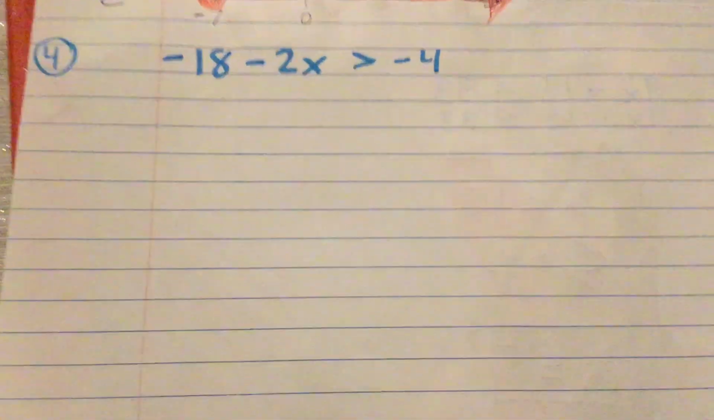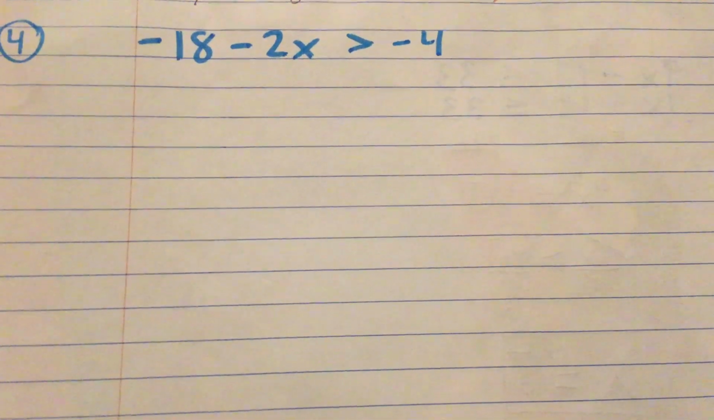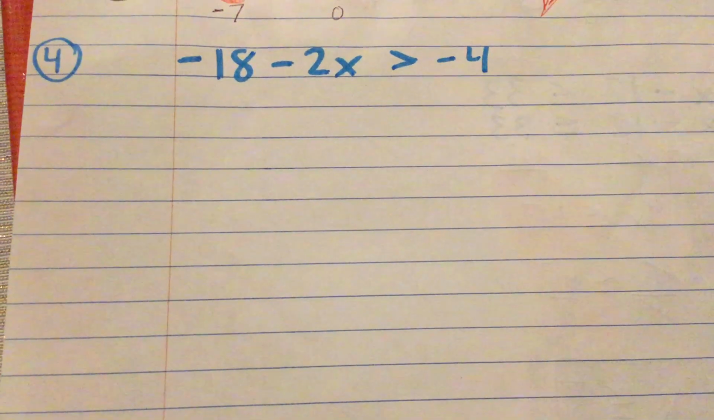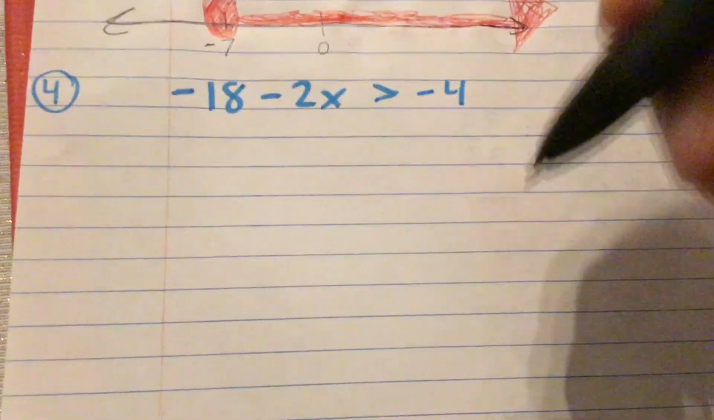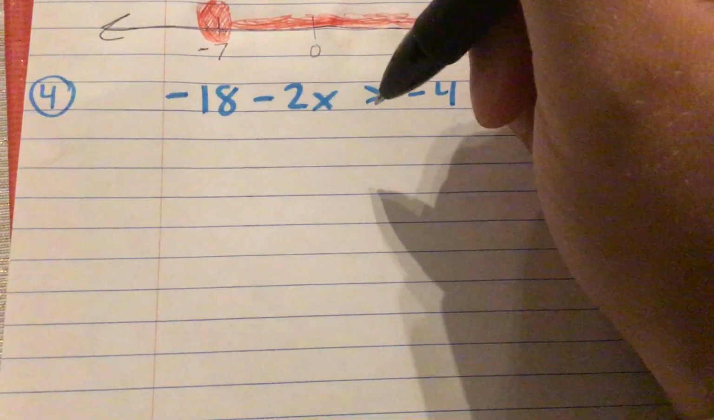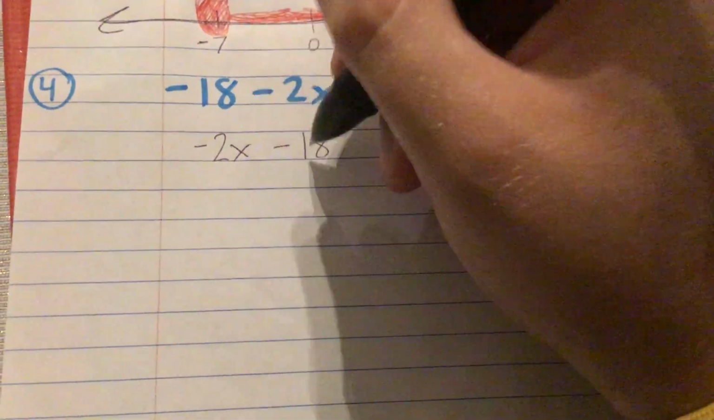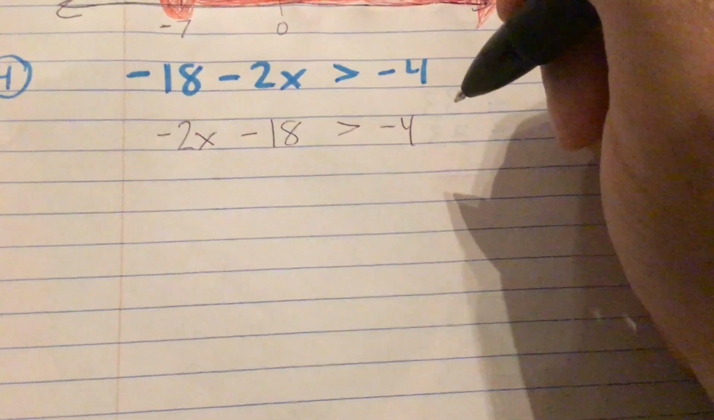All right, moving on to number 4. Let's see what we can do for number 4. Well, negative 18 minus 2x is greater than negative 4. I'm mostly comfortable with the x being on the left part. So remember, we can switch these numbers as long as we keep the symbol. So this is a negative 18, and this is a negative 2x. Well, this is pretty straightforward. We can switch the numbers and keep them both negative because they're both negative. So negative 2x minus 18 is greater than negative 4, and that's going to ease my anxiety.